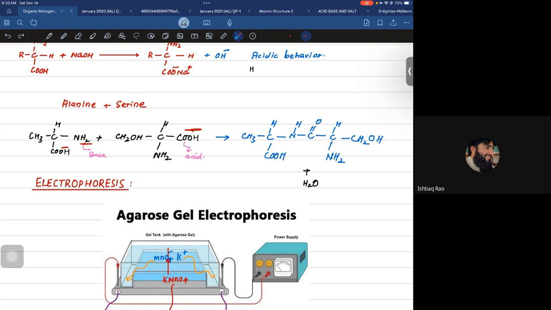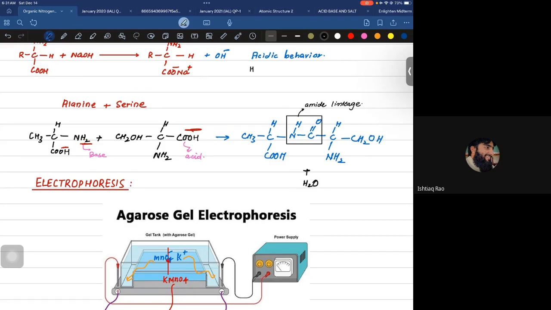Obviously आपके पास एक नया प्रोडक्ट बनेगा और उसमें आपको क्या नजर आ रहा होगा. You can see this is an amide linkage. You can see that this is your amide linkage. Okay, this is your amide linkage.